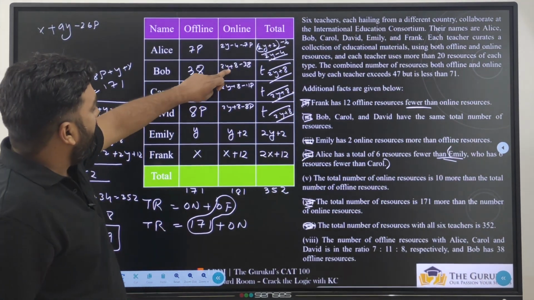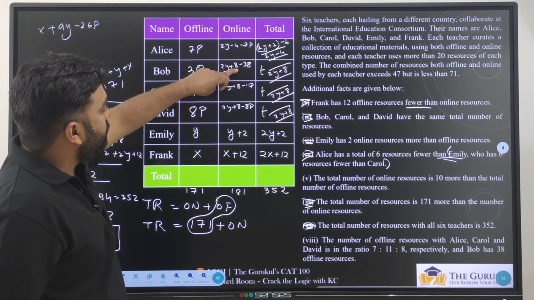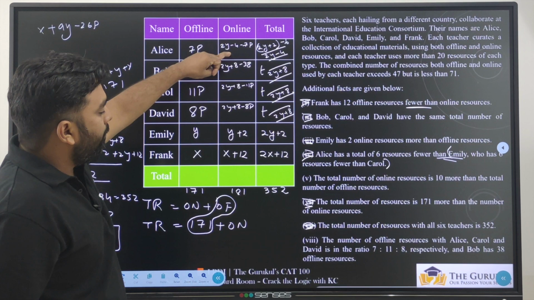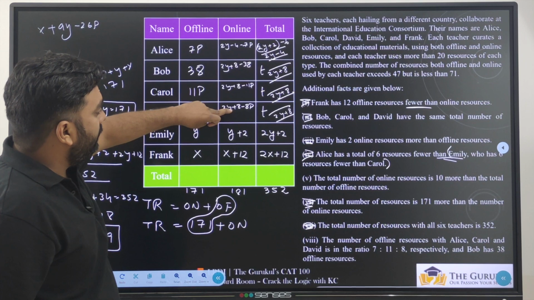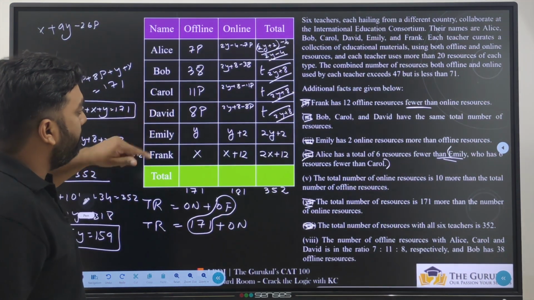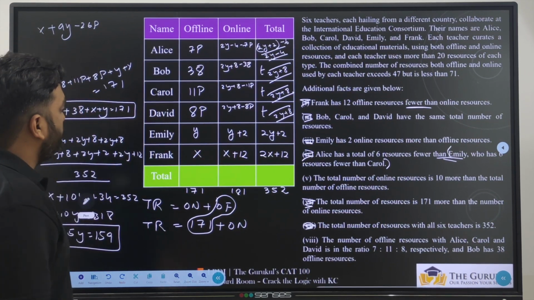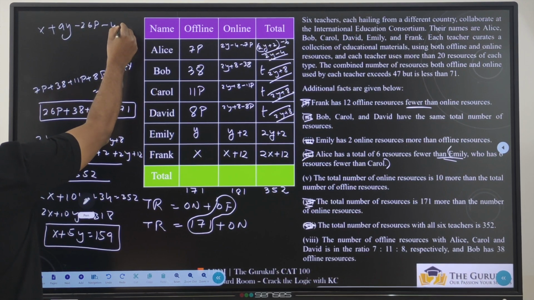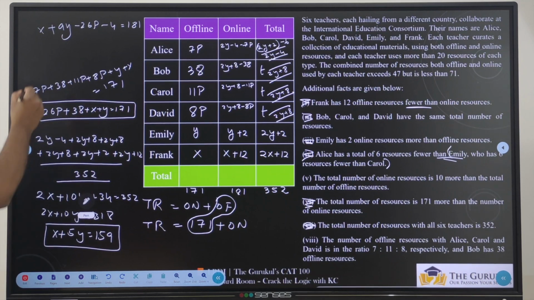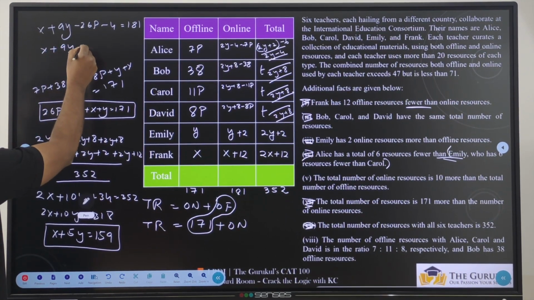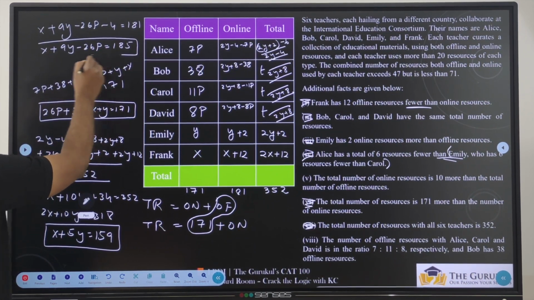And we are having this 8, 4. So minus 4 is there, here it will become minus 30, which will become minus 34 plus 8. Minus 34 plus 8 will become minus 26, and then another plus 8. Minus 26 plus 8 will become minus 18 plus 2. It will become minus 16 plus 12. It will become minus 4 is equal to 181. So this will be x plus 9y minus 26p will become 185.